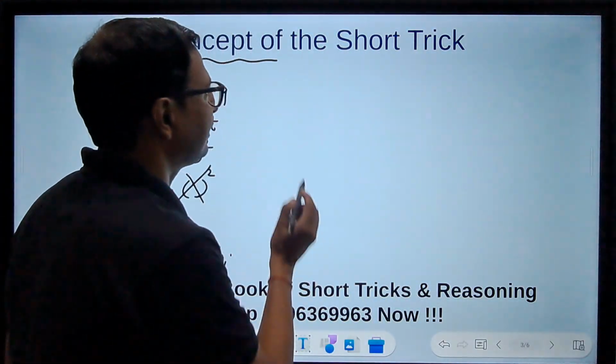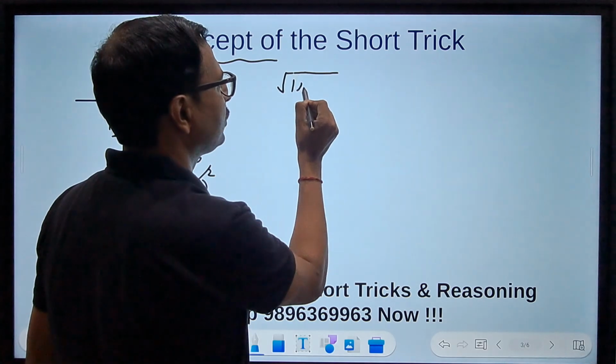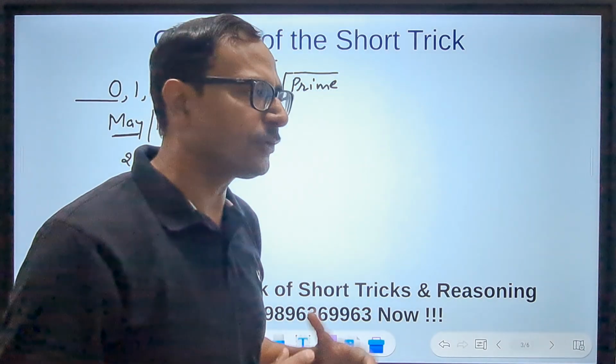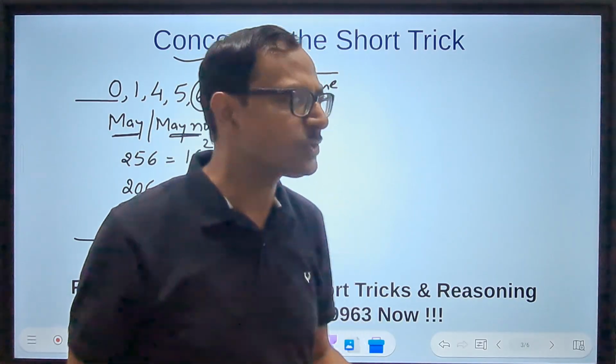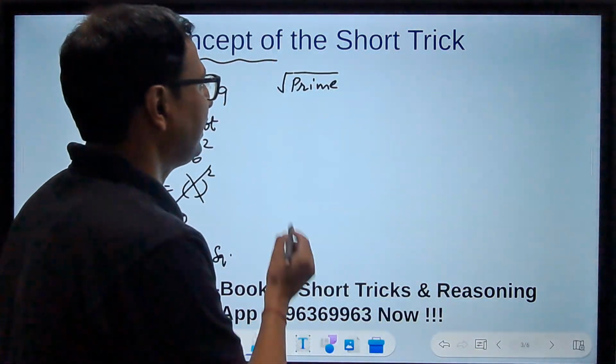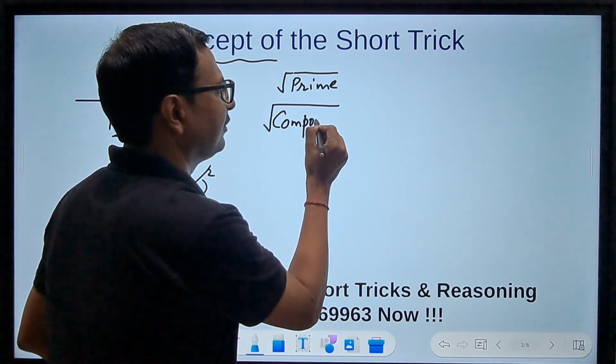Now whenever you have square root of say a prime number, we can't simplify this further. Square root of 3 is square root of 3 only. Square root of 11 is square root of 11 only. But when we have square root of a composite number, what will happen here?